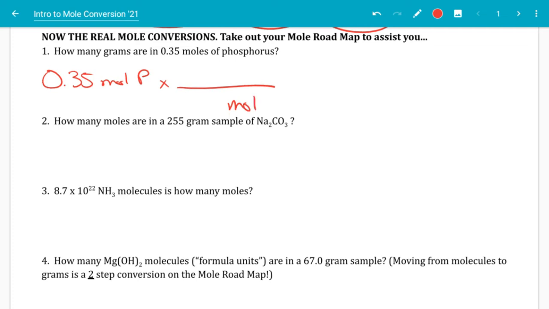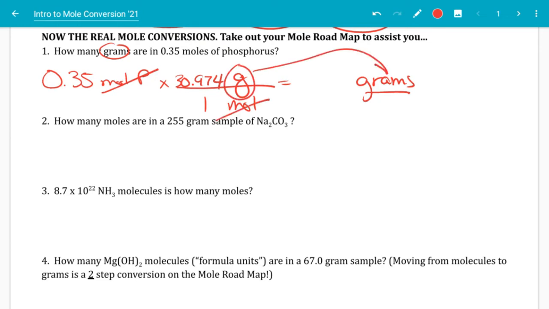If I look at my mole roadmap, I can see that when I put moles on the bottom, it's always 1 mole, and they want me to get to grams, so I'm going to write grams over here. And so if I want my unit to end in grams, I better have grams on top. So for grams, that's where we look at our periodic table and we look at the atomic mass. So I'm pulling out my periodic table. You can hear me doing that. And the atomic mass or the mass of 1 mole of phosphorus is 30.974. And the units moles cancel out, and I'm left with the unit grams, which is the right answer.